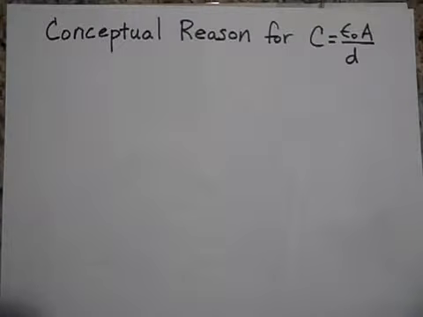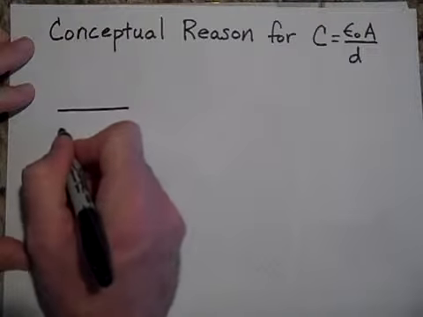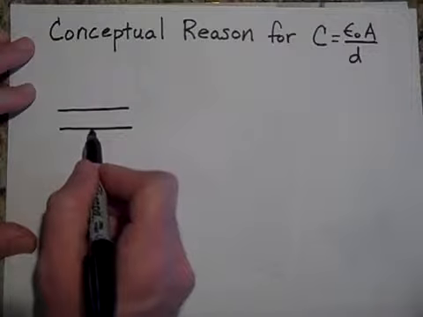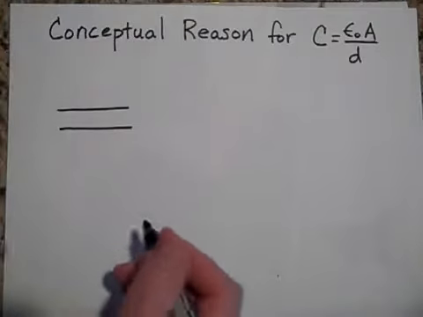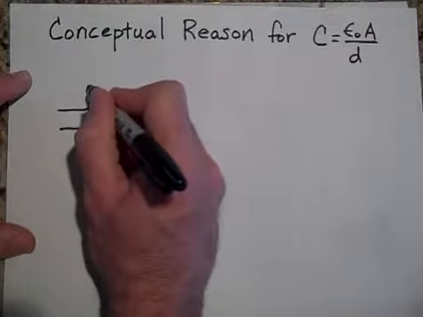If we have a parallel plate capacitor, let's have it look like this. Here's the parallel plate capacitor. These are two plates. These aren't wires. These are actually plates. They have some area to them. And then what we're going to do is connect them to a battery.